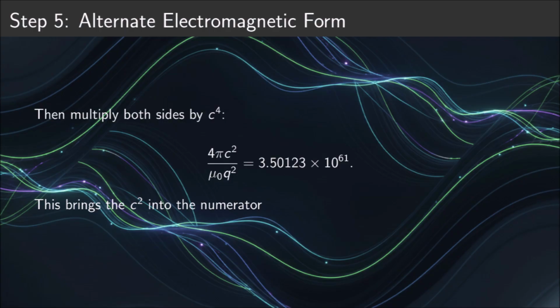Step 5. Alternate electromagnetic form. Then multiply both sides by c to the 4th power. 4 pi times c squared divided by mu naught times q squared equals approximately 3.50123 times 10 to the 61. This brings c squared into the numerator.